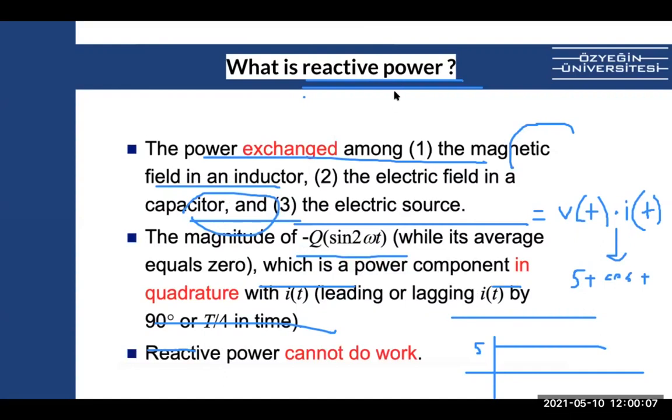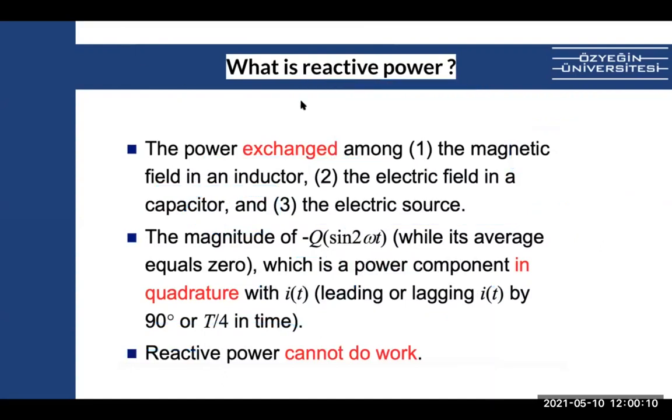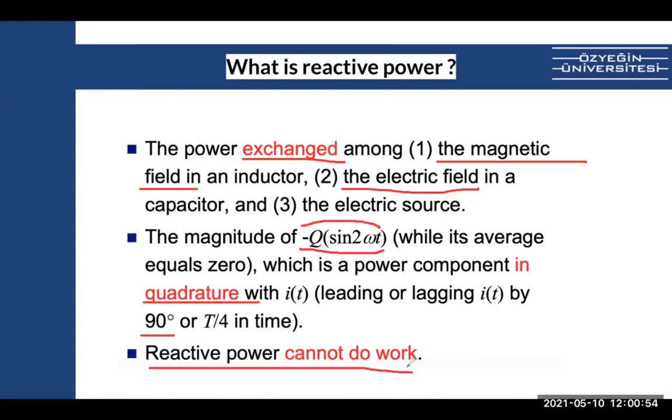So what is reactive power? Well, in the example I gave you, if it's inductance or capacitance, the power doesn't get lost. The power is exchanged or stored. In an inductor, it becomes a magnetic field. In a cap, it becomes charge. Because the cap stores the charge, it turns into an electric field, okay? And again, we went through the math: the magnitude of the sine term, because it's in quadrature, 90 degrees out of phase with the cos term, is the reactive power. And again, reactive power cannot do work. It is just exchanging power.